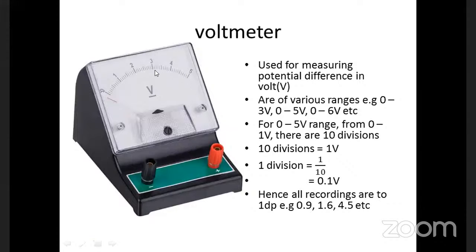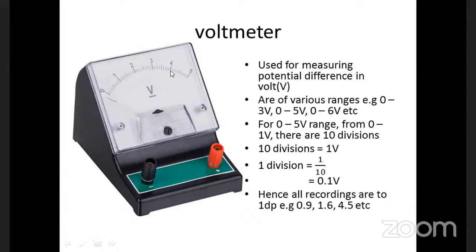When your pointer is on 3, don't just say, there's already 3 there, let me record only that 3. You will fail because you have not followed the accuracy. The accuracy is that all the recordings here are to 1 decimal place. So 3 recorded to 1 decimal place is 3.0. You now put that answer as 3.0.